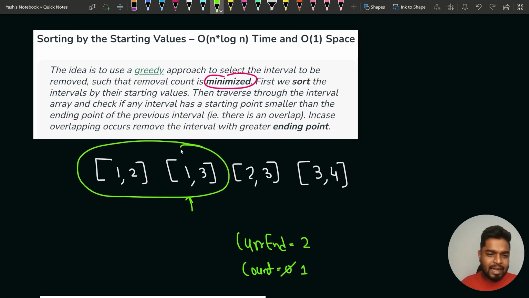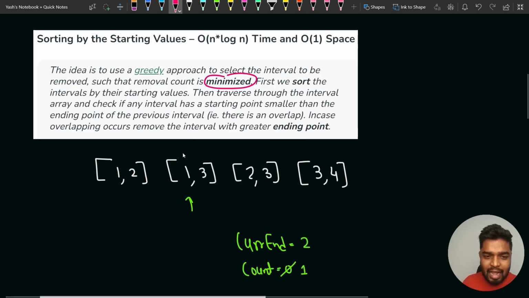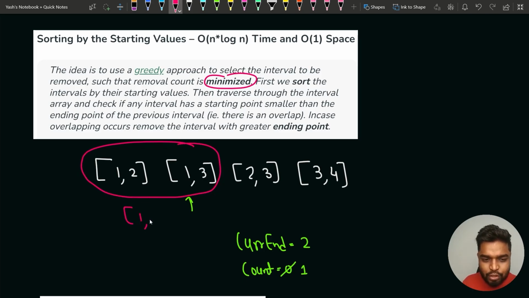Now should I update my ending as 3 or should I keep my ending as 2 only? If you read the approach here, we should keep the lesser ending with ourselves. Why? Because if these two intervals are overlapping, let's consider this as the 1 comma 2 interval. Why should we consider this as the interval 1 comma 2? Because if you consider the lesser ending here, you are saving more time, you're giving more time to the other intervals such that they do not overlap.